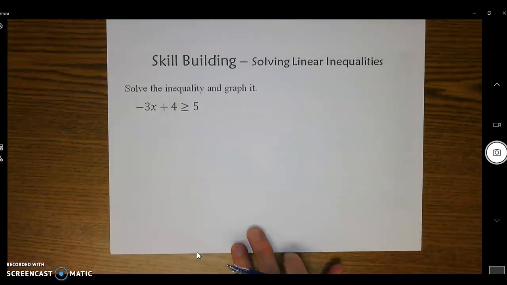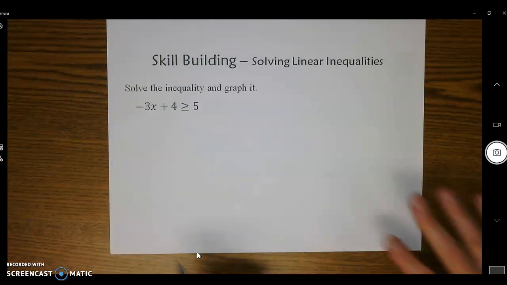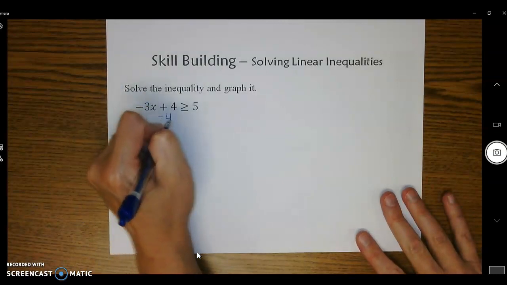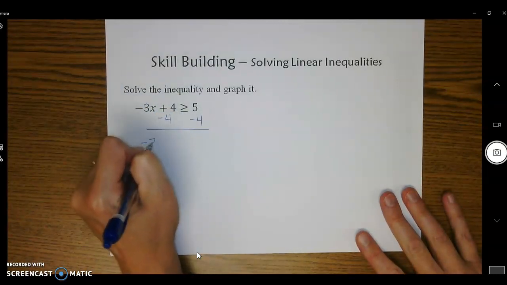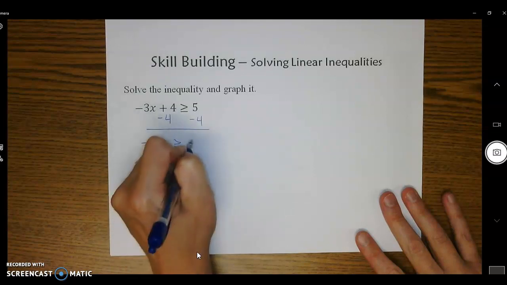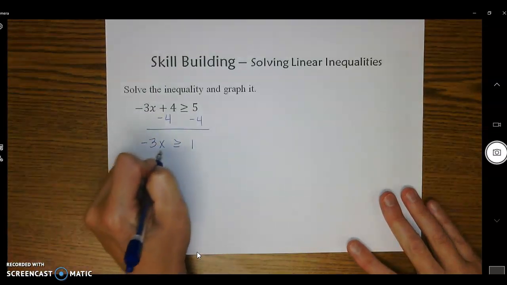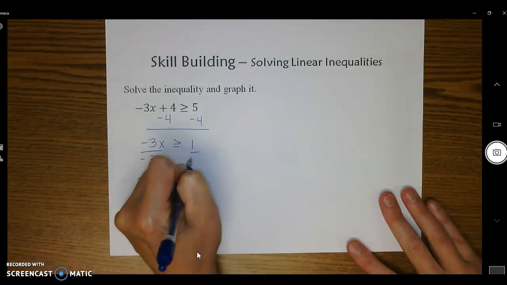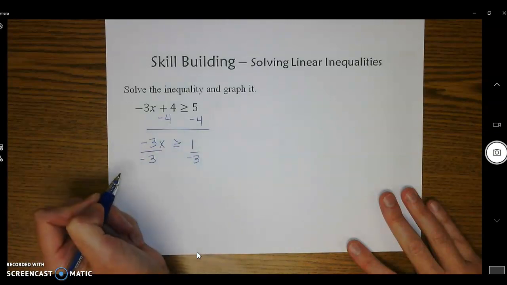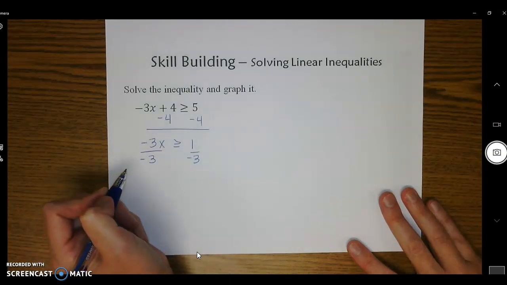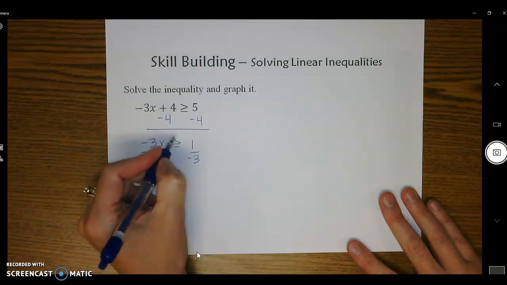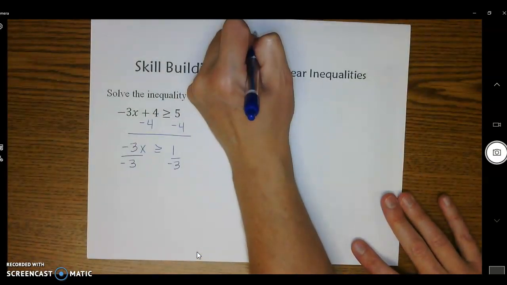All right, here's another one. Solve the inequality and graph it. So just like before, we move the 4 first. And now I'm going to divide by a -3. When you divide by a negative number in inequality land, it flips the sign. So we're going to write that up here.